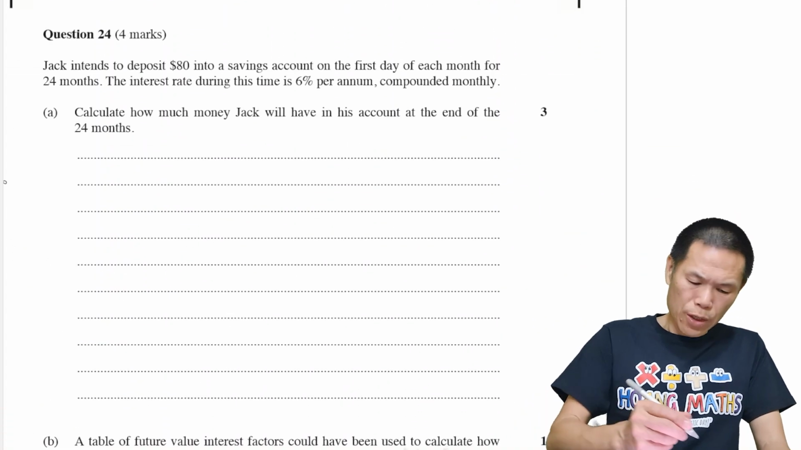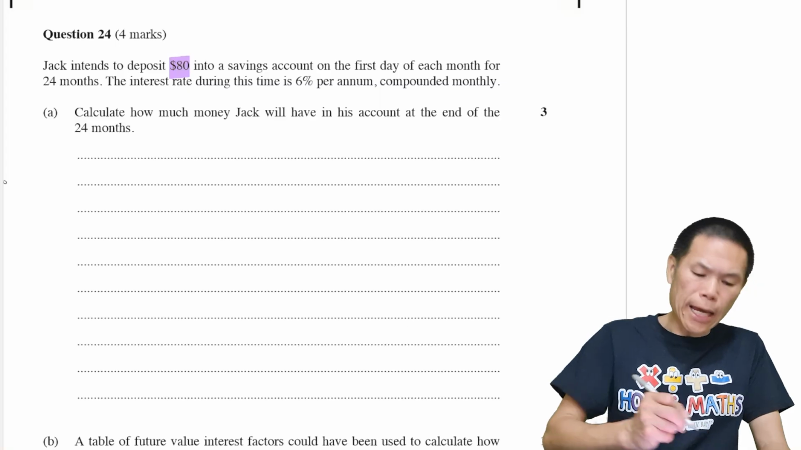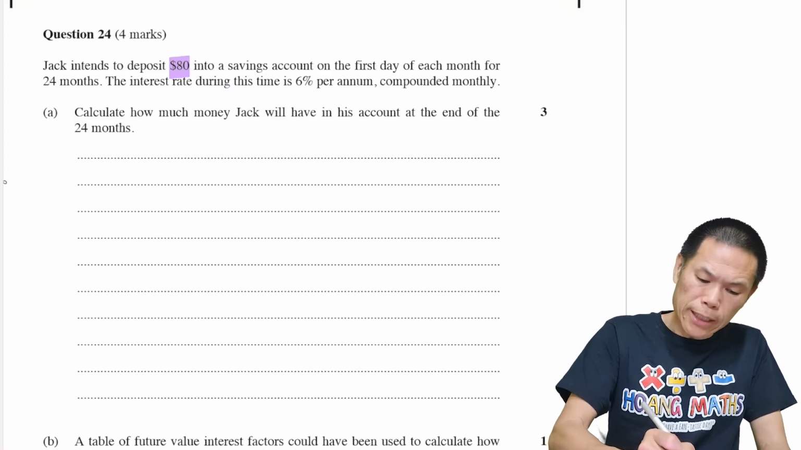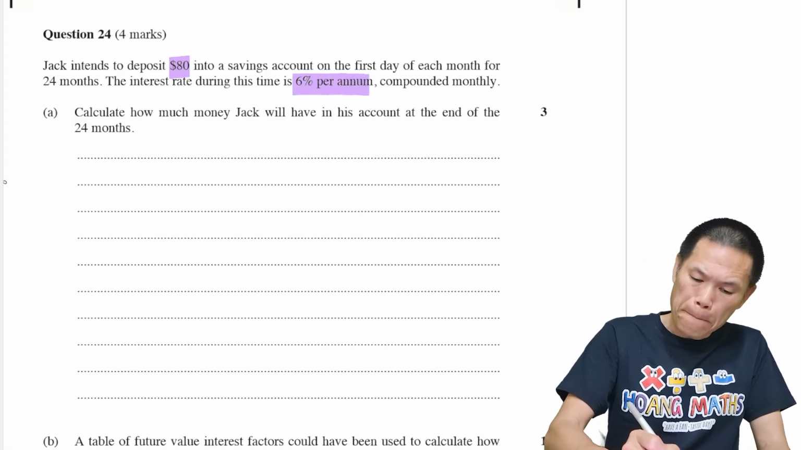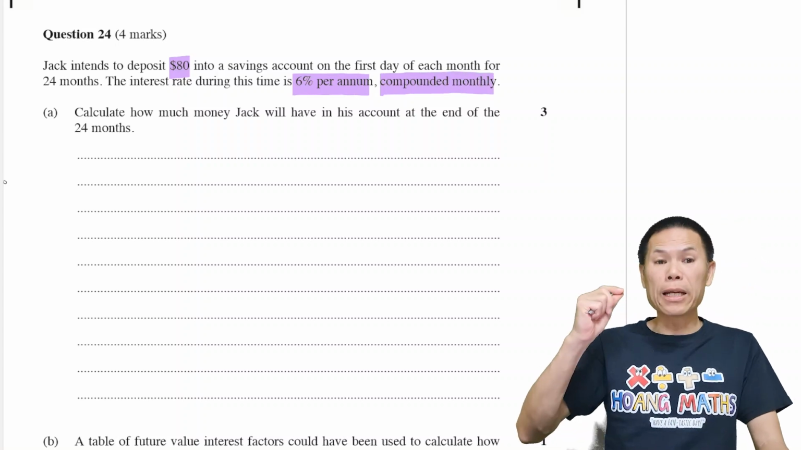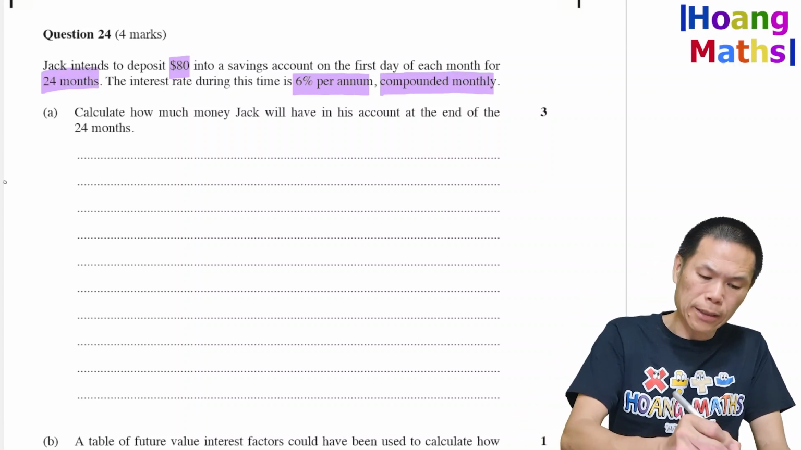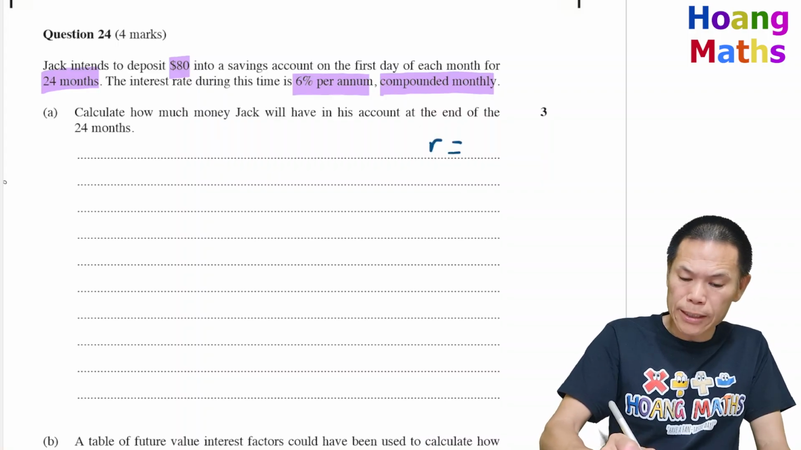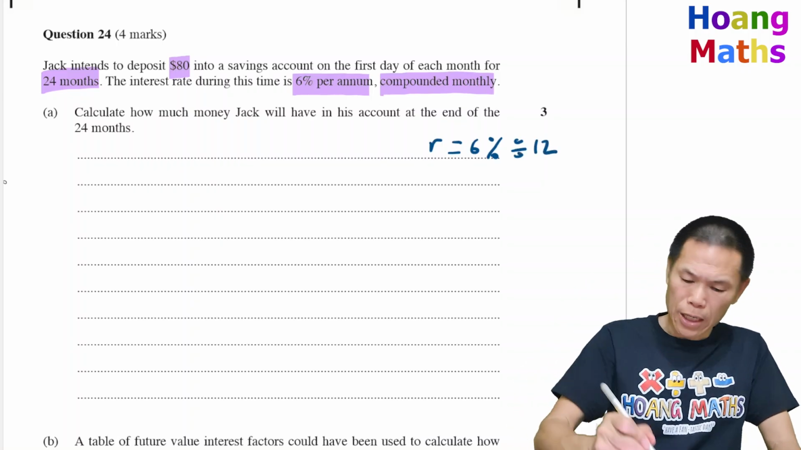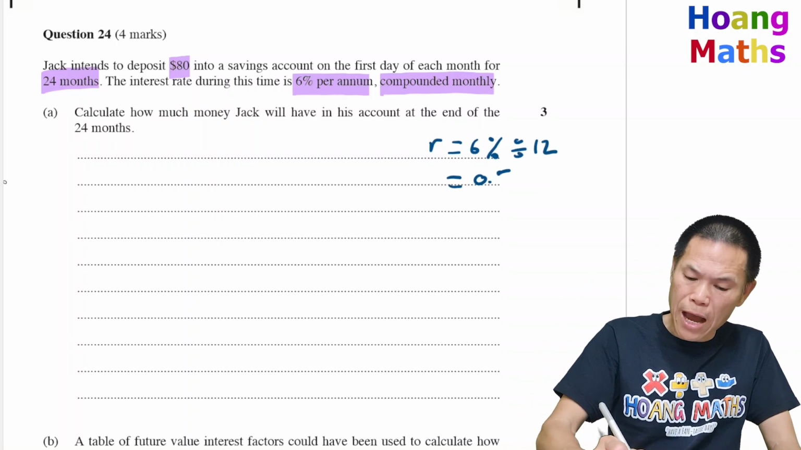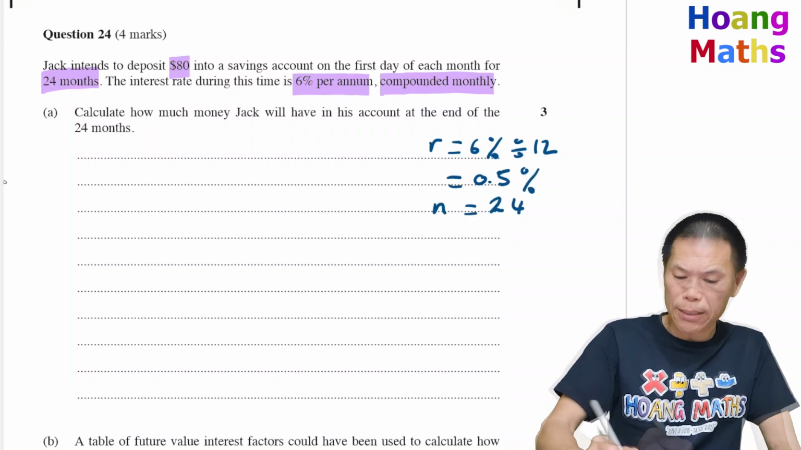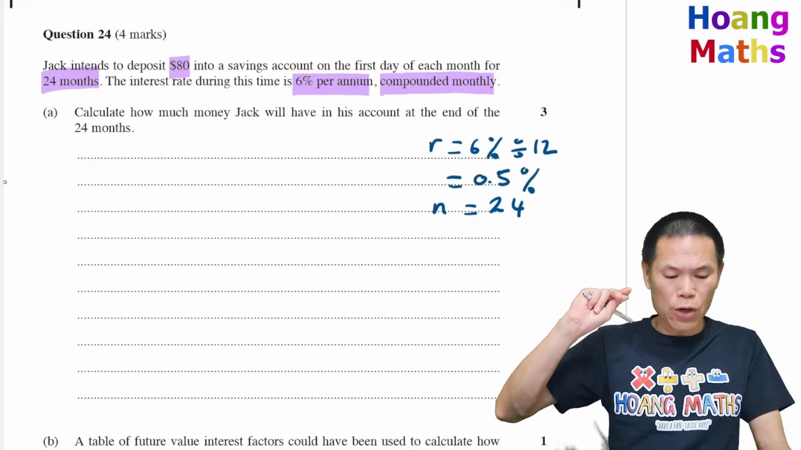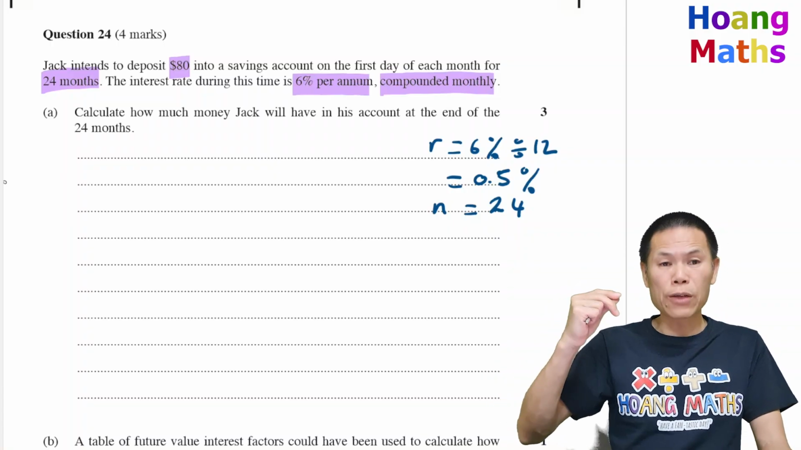Question 24. We know that the annuity is $80. The interest rate is 6% per annum, but then we need to compound it monthly for 24 months. So let me just sort this out first. R is 6%, and we divide by 12 because it is compounded monthly. So that means 0.5%. And N is 24 months. We need to work out the final amount at the end of 24 months.